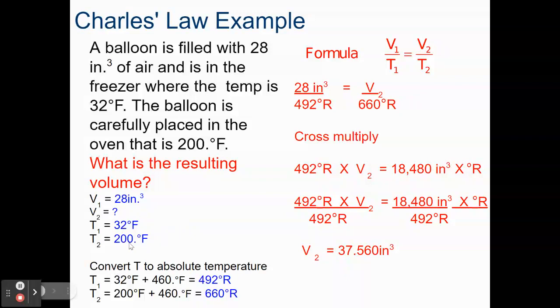Convert. I see Fahrenheit, so that means I have to convert to Rankine. Add 460 to each. My new temperatures are 492 and 660. Again, if I were you, I'd put a little line through this and write 492, little line through this one, and write 660 degrees Rankine. Do not use these original values in your math.